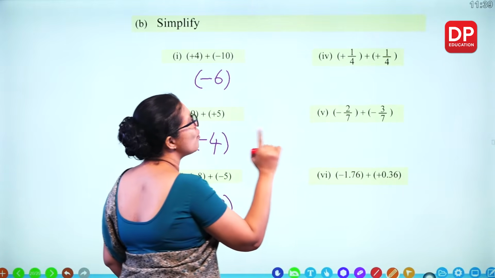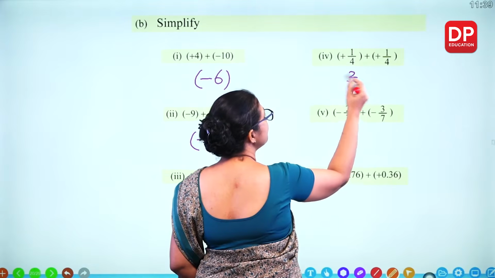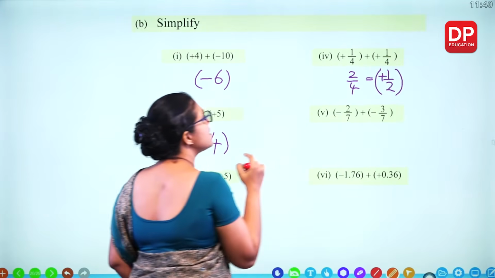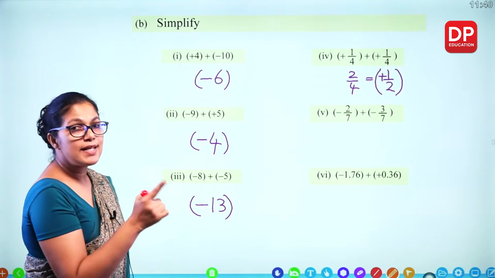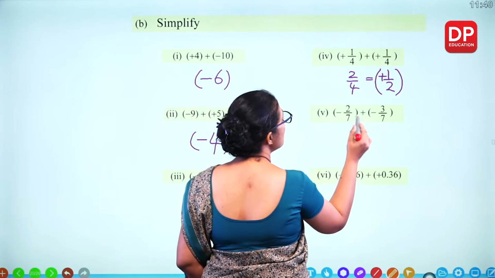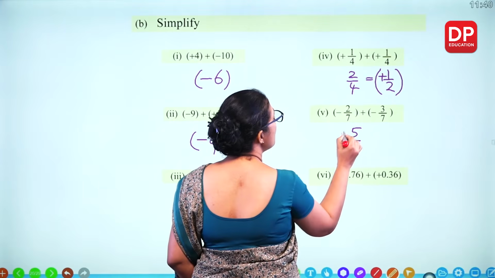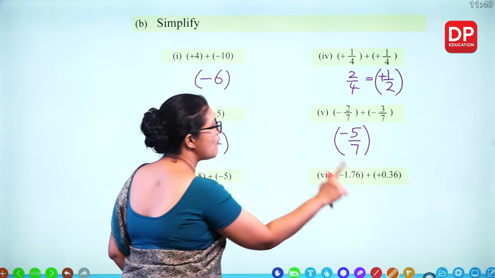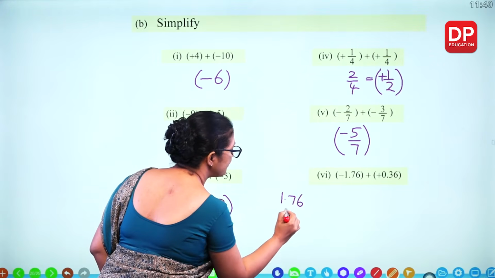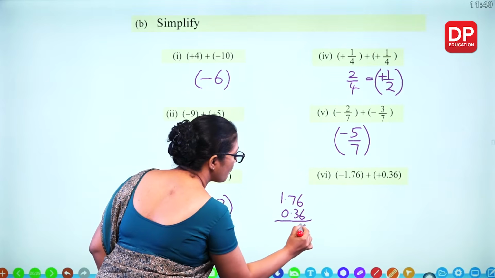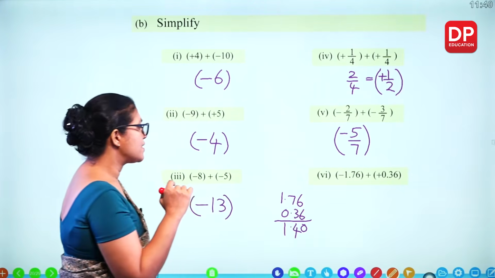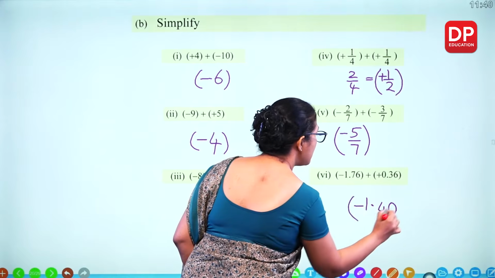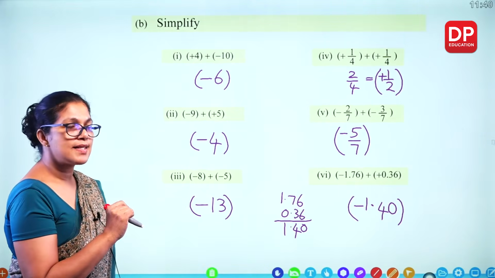Positive. Add 1/4 and 1/4, you get 2/4. When you simplify, you get half. So the sign is plus. Minus minus addition. Both signs are the same, so you can add. 5/7 and both minus, so this is also minus. This one is negative, one is plus. So take the difference and put the sign of the bigger number. 1.40. That's negative because negative 1.76 is the larger number.